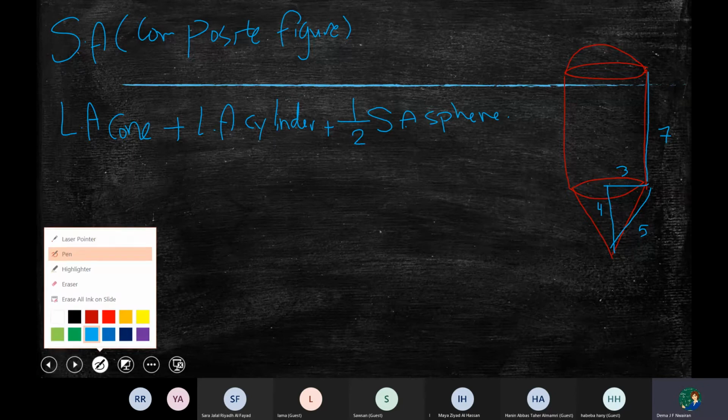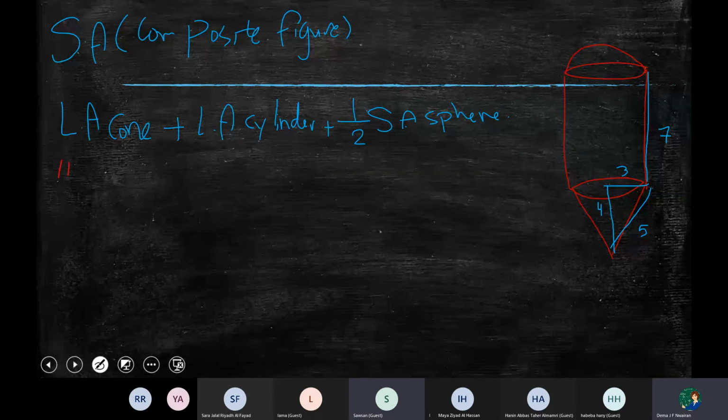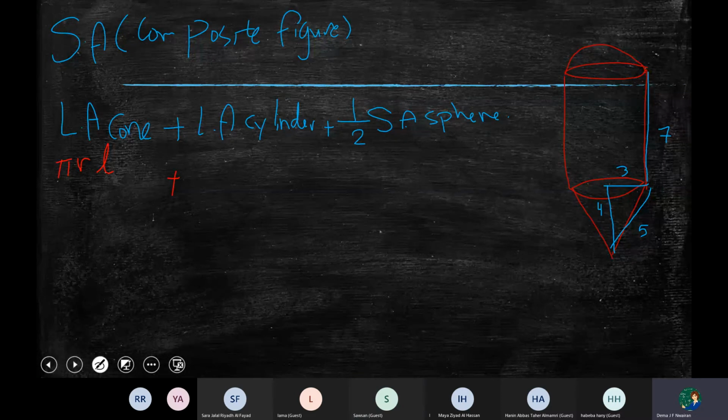Now, the lateral area of the cone. What is the lateral area of the cone? Pi r times the slant height. And the cylinder? It's 2 pi r multiplied by the height.